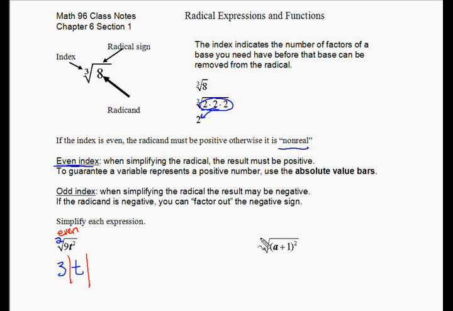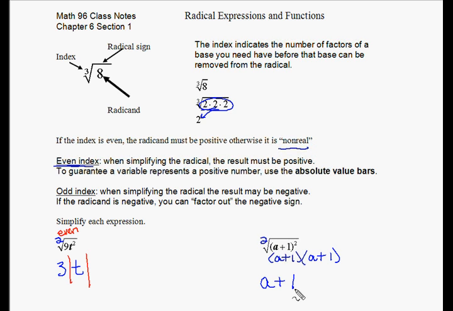The square root, again, when you don't see an index, it's 2. All other indexes you'll see. The square root of a plus 1 squared. Well, this means that I have a plus 1 twice. And the index indicates how many times I must find a base multiplied to itself in order to take out the base. So this is a plus 1 twice. That's the base. I needed 2 of them. So I take this answer as a plus 1.